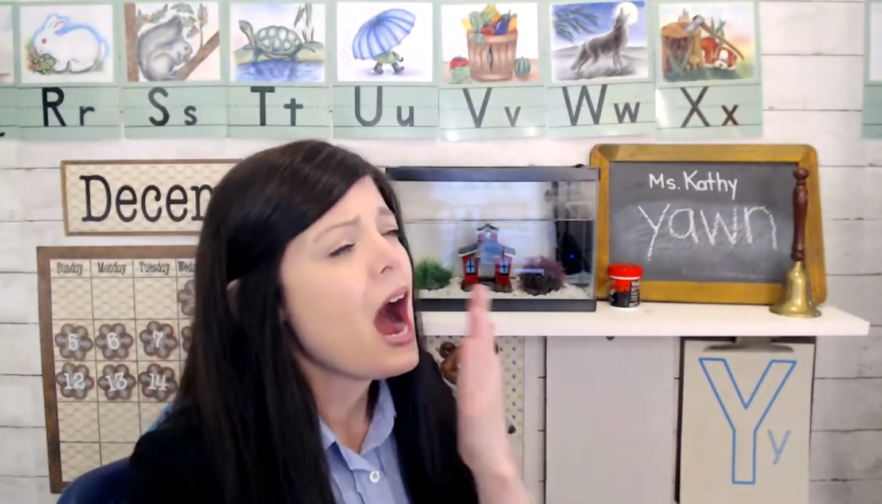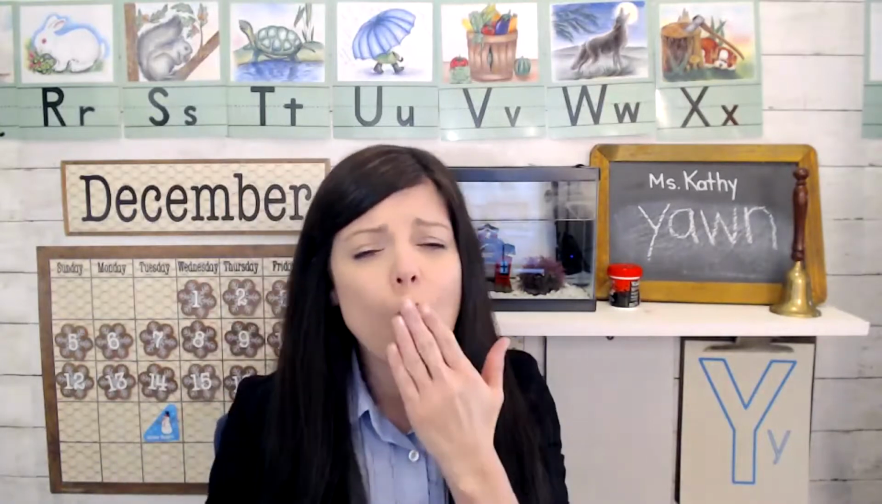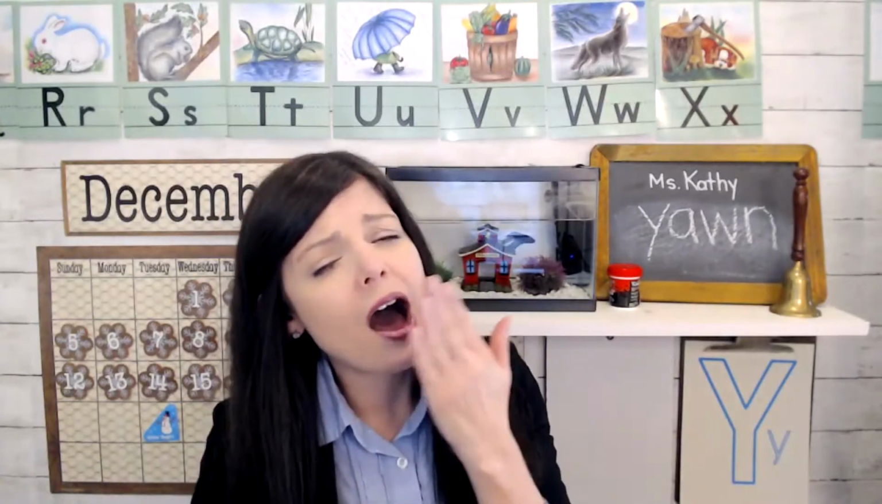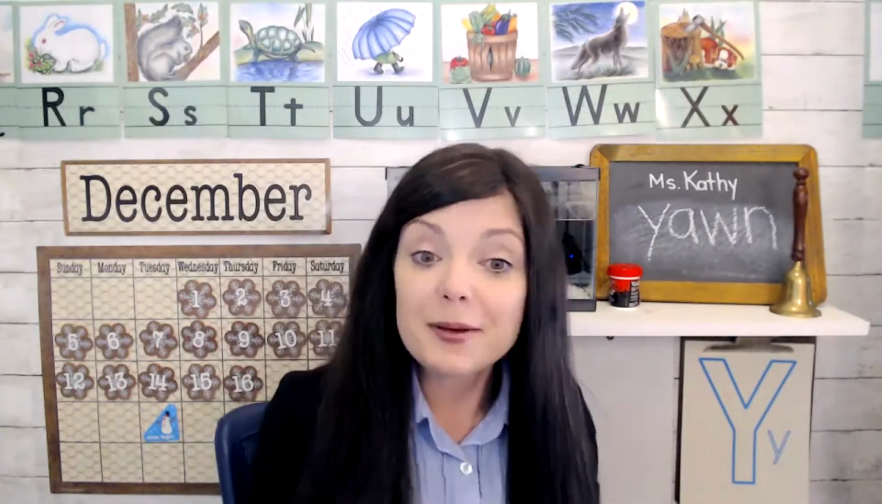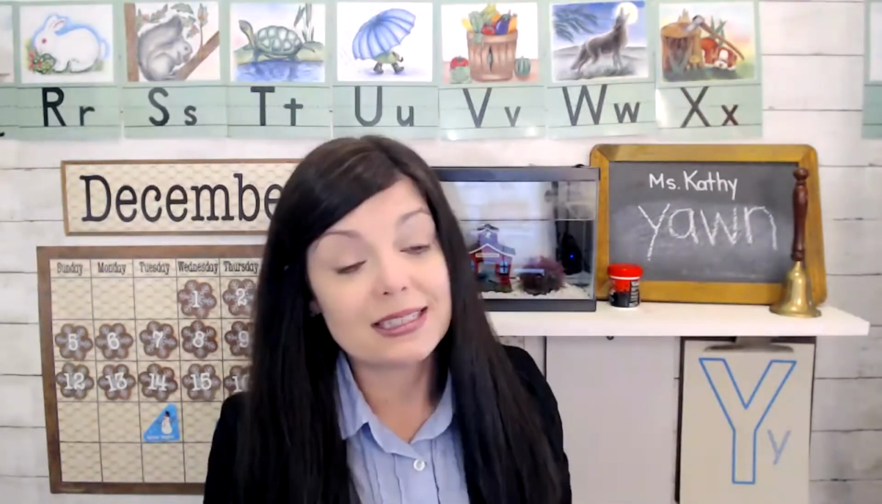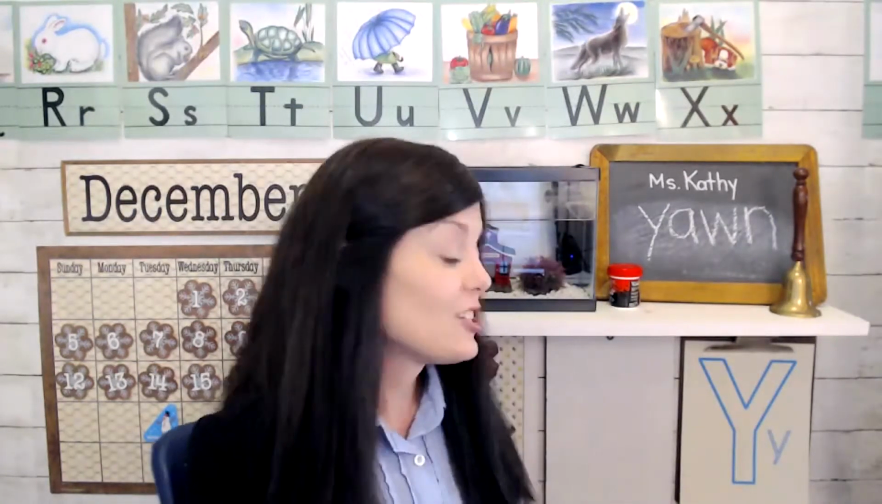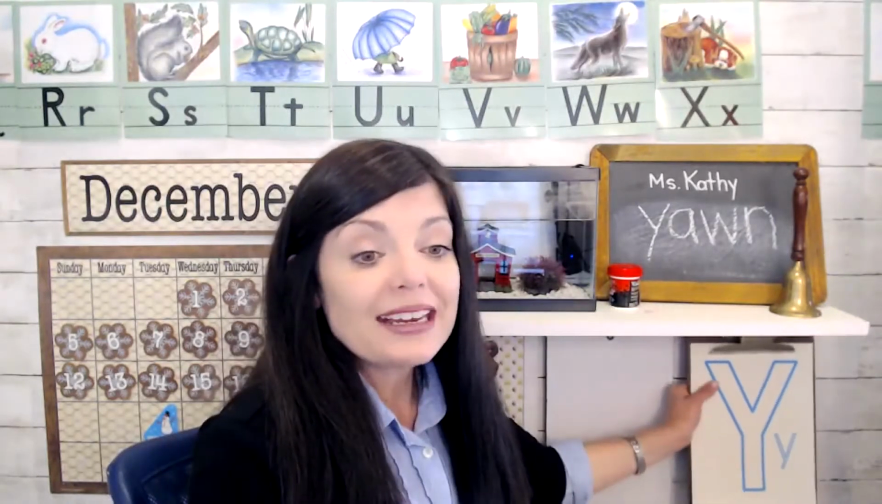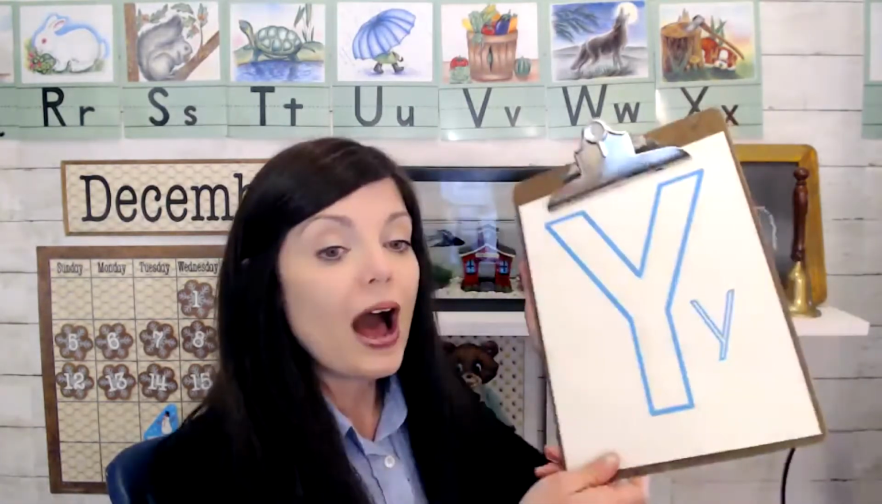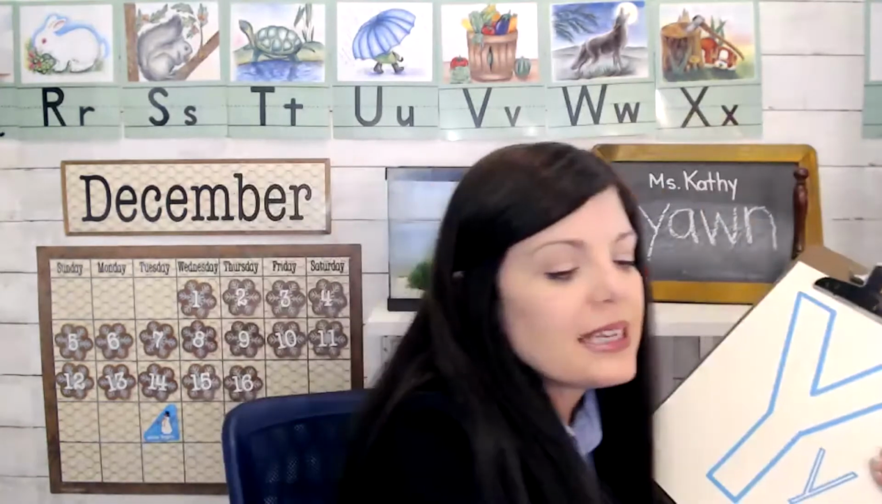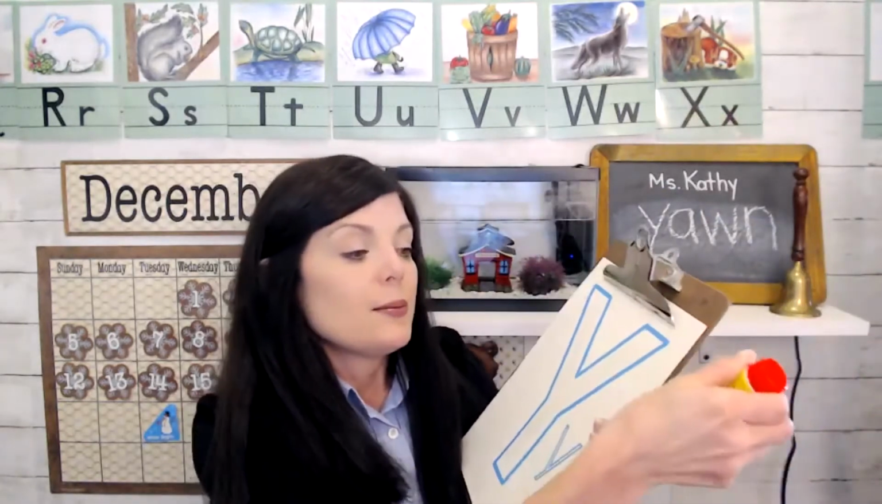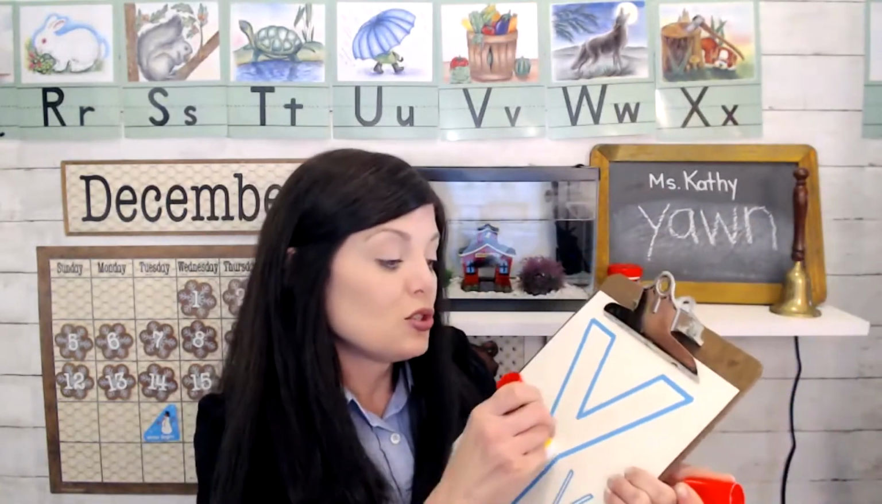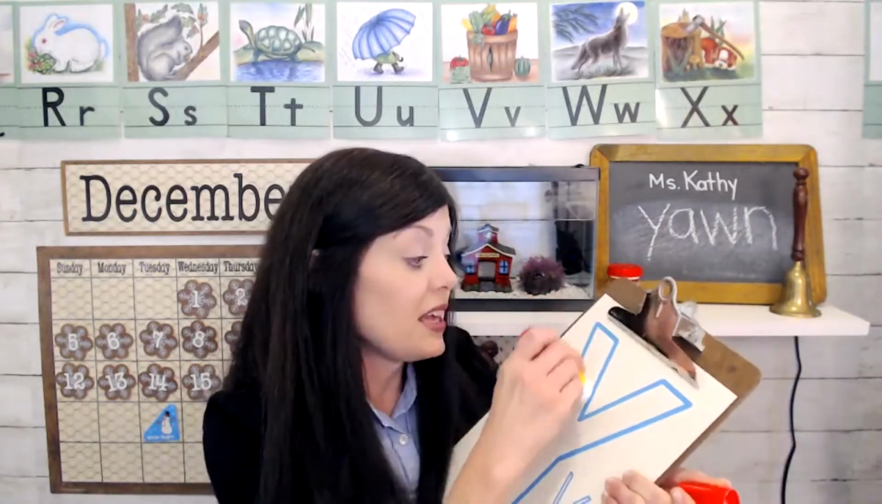And today we're talking about Y as in yawn. We're going to talk about a bear that doesn't want to go to sleep and miss Christmas. So I'll read that story at the end. But right now, let's decorate our letter Y. I'm going to be using yarn, but you could also choose to color your Y with a yellow crayon.